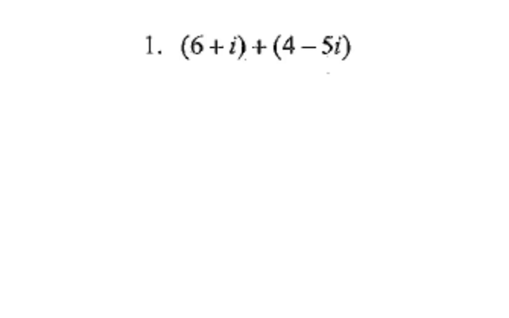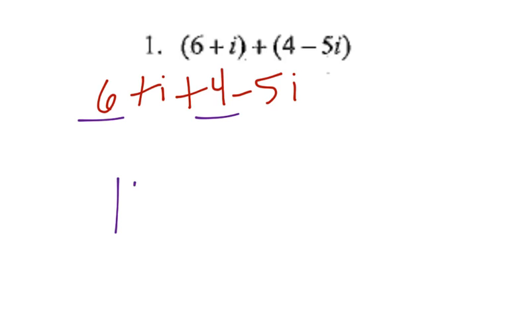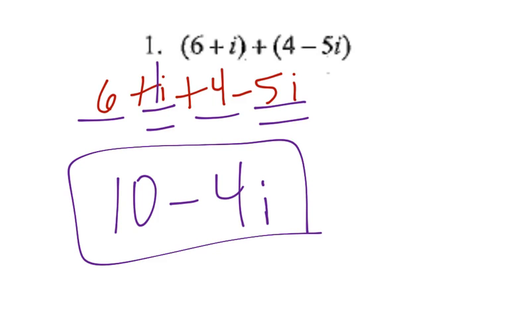Okay, when you're adding and subtracting, we said you just combine like terms. If there is an addition between the parentheses, they're doing nothing. That's just like saying 6 plus i plus 4 minus 5i. So your like terms would be your 6 plus 4, 10. Your i minus 5i. That's like saying 1 minus 5, negative 4i. Bam, that's all there is to it.